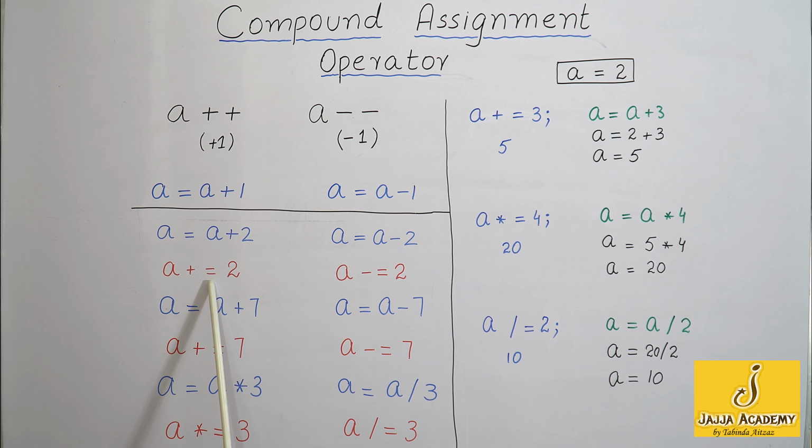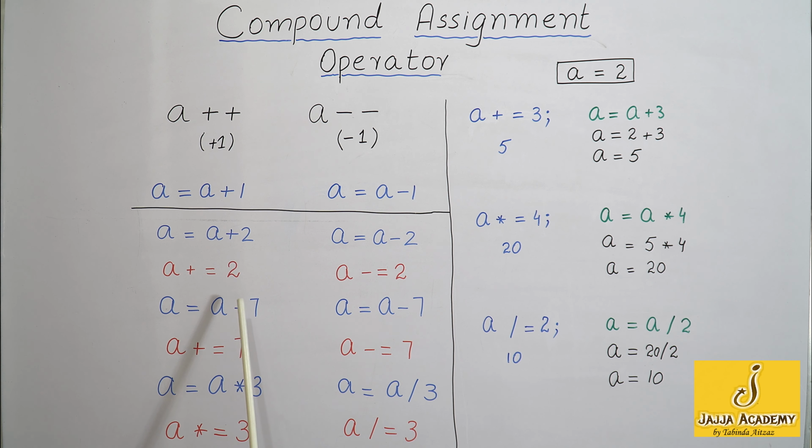Whenever the assignment operator is attached to an arithmetic operator, the combination of assignment operator and arithmetic operator is known as the compound assignment operator. The arithmetic operator can be minus, multiplication, division, or modulus. This expression A plus is equal to 2 will perform the same action as the statement before. It means writing A plus is equal to 2 will increase the value of variable A by 2.